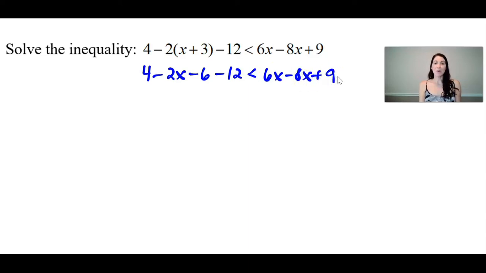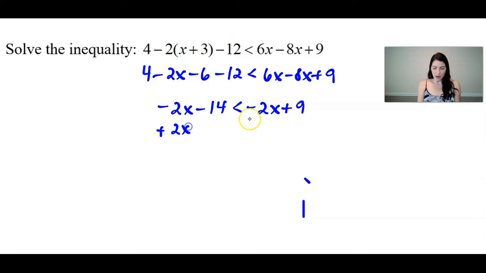Now on each side, I'm going to combine like terms. So on the left side, I will have -2x minus 14 is less than, and then on the right side, I will have -2x plus 9. Now, I can already see that these -2x's will cancel, but if we don't quite see that yet, I would think, all right, I'm going to add 2x to both sides, and then I see, sure enough, the variables do eliminate. That would leave me with -14 is less than 9.